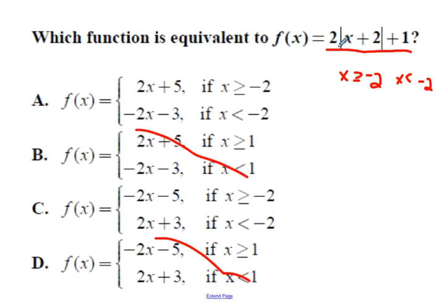So if you just did the positive part, if you just dropped the bars and simplified it, you'd get 2x plus 4 plus 1, which would be 2x plus 5. So the positive one is 2x plus 5 and greater than -2. That looks like this one's A. This one is not it, so A would do it. Just a little bit of process of elimination there.